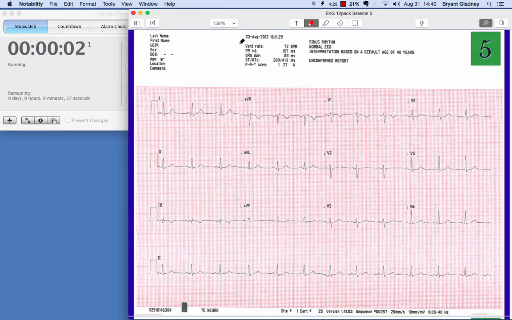Number 5, rate is 72. Very regular, nice and regular. No dropped beats, all the P waves conduct. Nothing to worry about there.